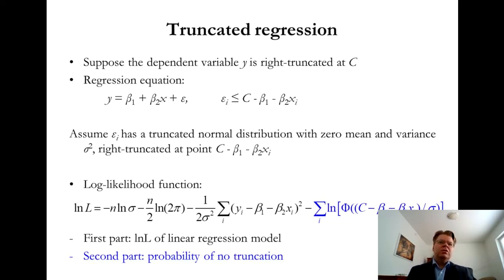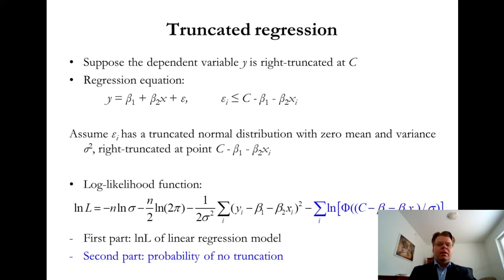In contrast to the censored case, we do not observe here these observations exactly above this upper bound C. So in the censored case, we still observe those values where this capacity constraint was binding, but now we do not observe any of those cases where the upper bound is violated.